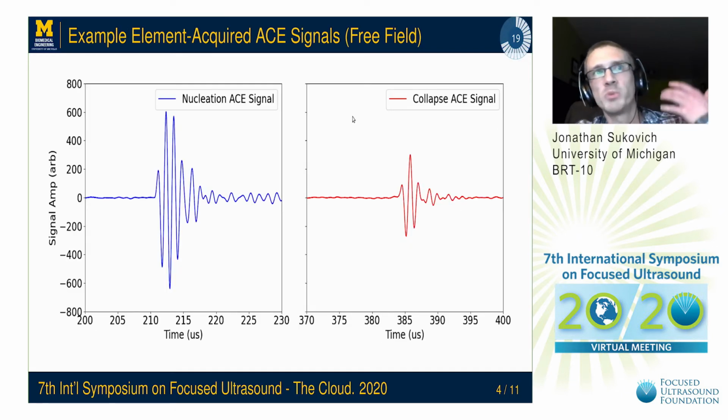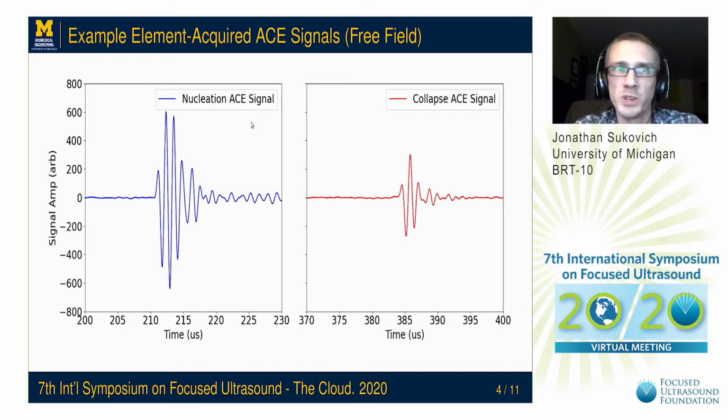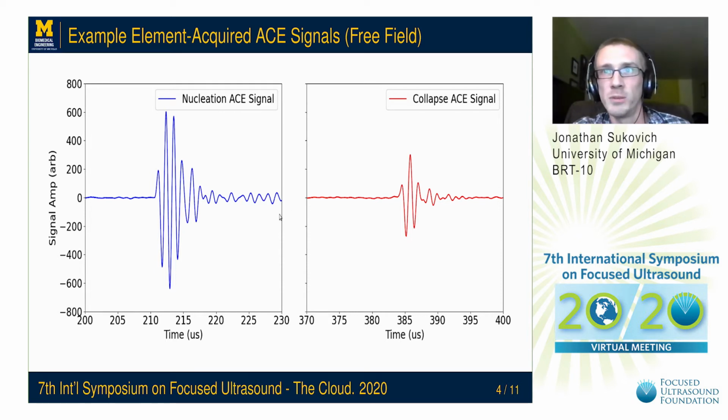And so here are some example waveforms of the ACE signals that we acquired using the array elements. What you see here are the ACE signals associated with the nucleation on the left and the collapse on the right for bubbles generated in the free field. The ACE signals during nucleation are bigger and broader, but the ACE signals during collapse are more compact, so it gives you a bit better localization ability.